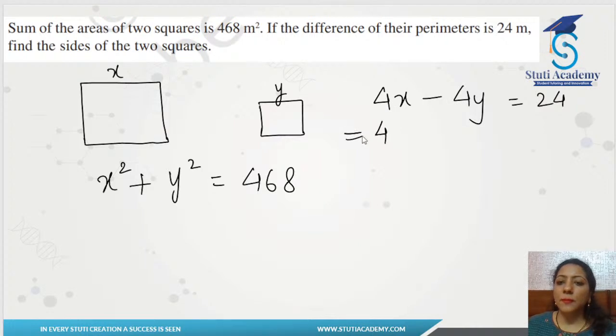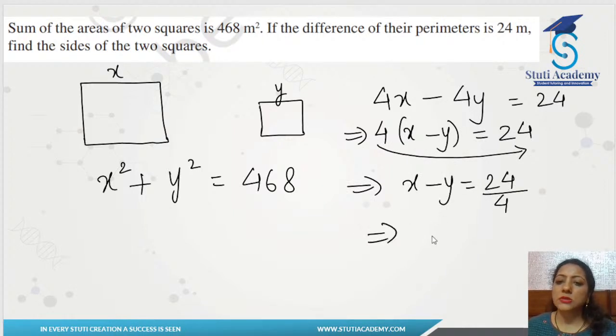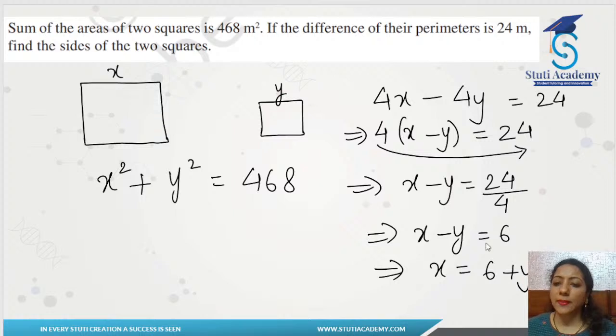We will take 4 common from here. We will get x minus y here, and that's 24. We can take this 4 on the other side. It will get divided, and we will get x minus y is equal to 24 divided by 4. We can also write this as x minus y is equal to 6. And then we have x as 6 plus y. We've taken this y on the right hand side. So we've got 6 plus y.